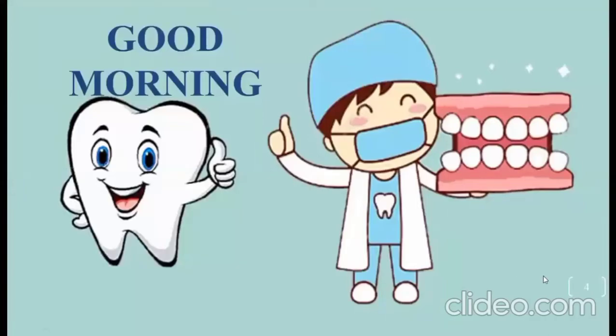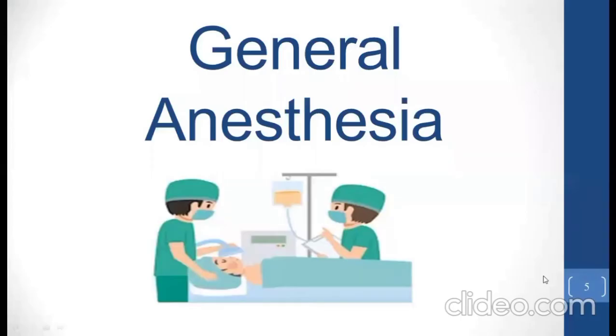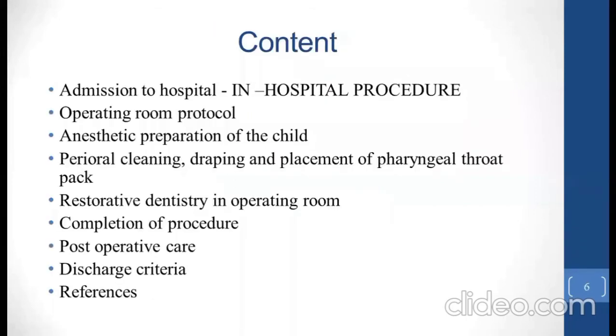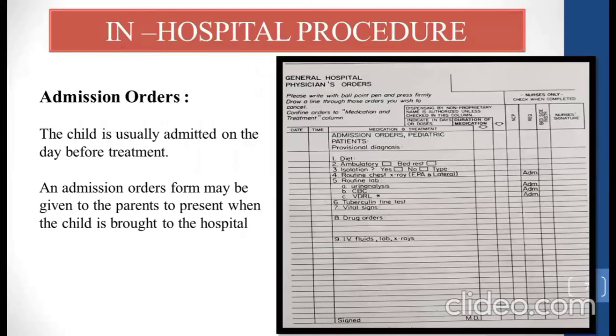Good morning, everyone. Today, I'm going to present General Anesthesia Part 2, and the contents include admission to hospital, that is in-hospital procedure, operating room protocol, anesthetic preparation of the child, perioral cleaning, draping, and the placement of the pharyngeal throat pack, restorative dentistry in the operating room, completion of the procedure, post-operative care, discharge criteria, and the references.